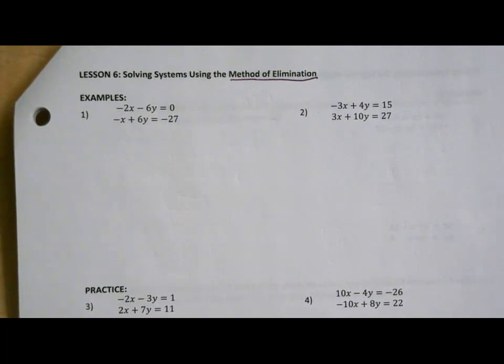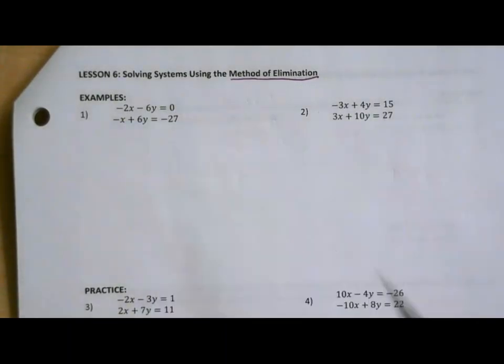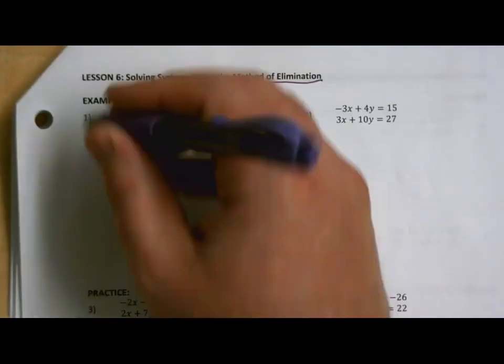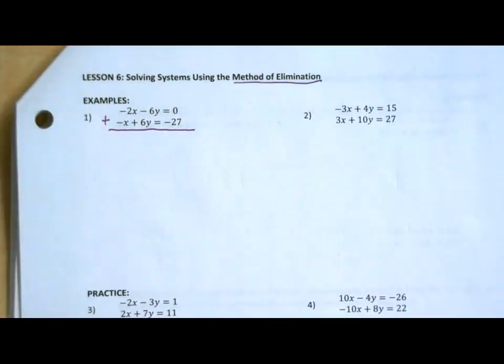If you have two equations that are set up and they're lined up like these, see all the x's and the y's and the equal signs are all lined up, then you are allowed to add the two equations together. We're just going to add going straight down.